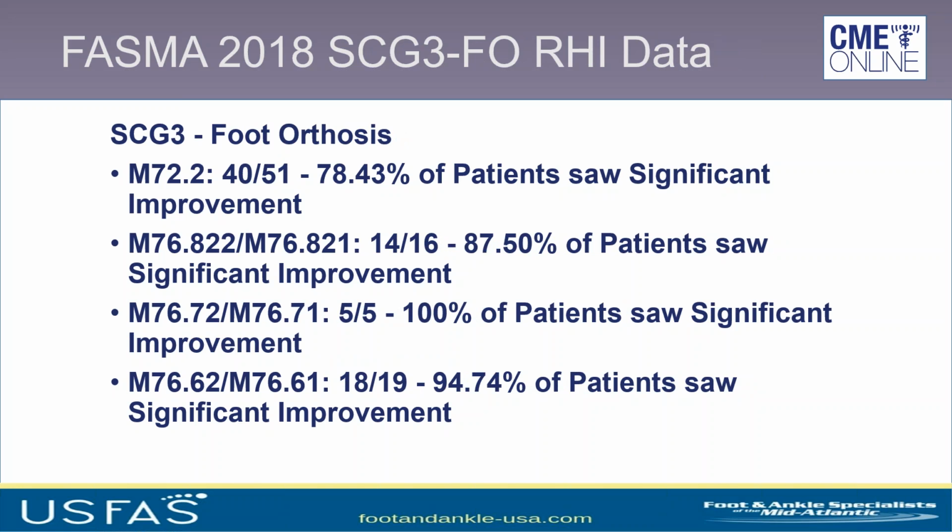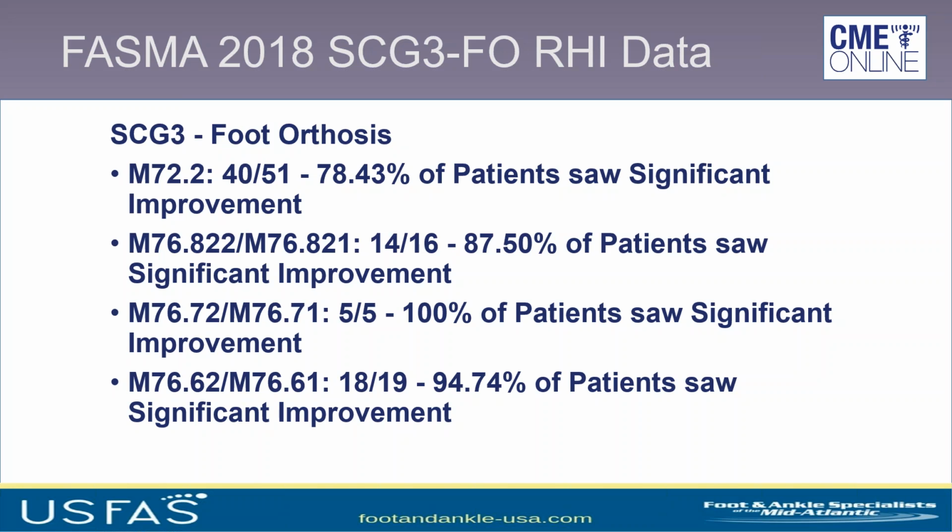Well, these same diagnoses codes were also pulled out for foot orthotics. So you'll see for plantar fasciitis patients, we had a very nice number of 78%. Patients saw significant improvement. For the patients who had the posterior tibial tendonitis for M76.822 and M76.821, we see an 87.5%. And then we see for M76.72 for peroneal tendonitis, we're seeing that the patients had a good improvement of 100%. There's only 5 of those reported.